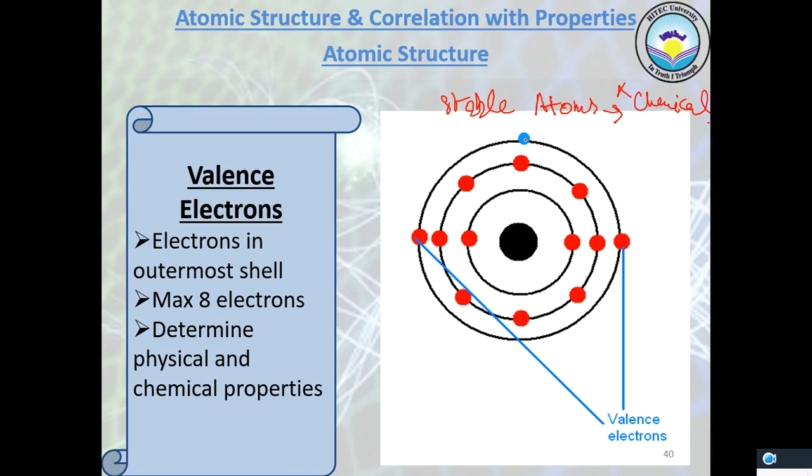But sometimes the valence shell will have free spaces left for electrons. You can say that the outermost energy state will not be completely filled, or it will be unfilled. This state of the shell, because of the electronegativity difference, will make the atom go for making a chemical bond with other atoms. So the electrons in the outermost shell, a maximum of 8 electrons, determine physical and chemical properties.